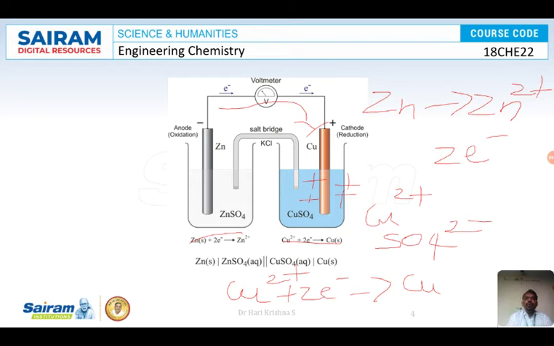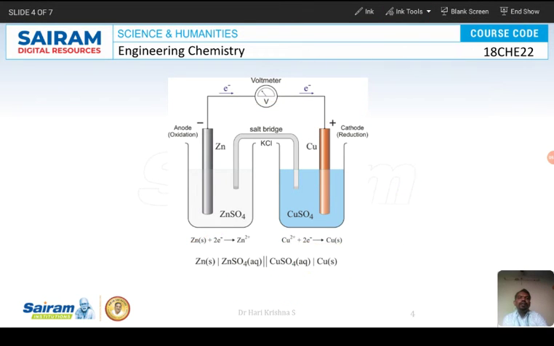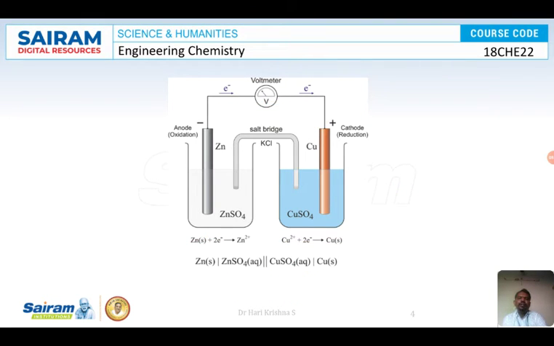Now, as per IUPAC, the electrode where oxidation occurs is called the anode. So where does oxidation occur? At zinc, oxidation occurs, so it is called the anode. And at copper, what reaction is occurring? Reduction reaction is occurring. Therefore, it is termed the cathode.